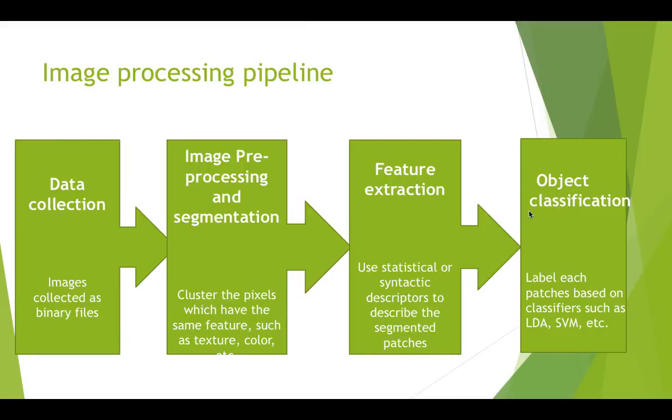This is the image processing pipeline of my work. It consists of four parts. The first one is data collection, which collects the images as binary files and then does the image processing. This step clusters the pixels which have the same features such as texture and color, and we call it segmentation. Then based on every segmented patch, we extract features from it. And in the final step, we do the object classification.